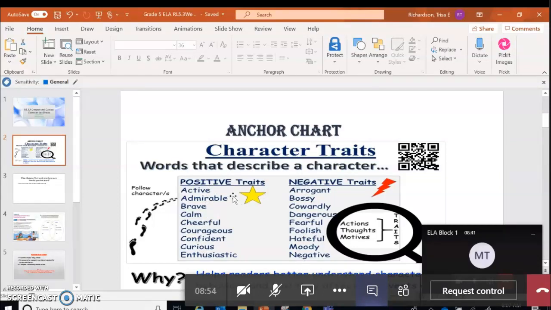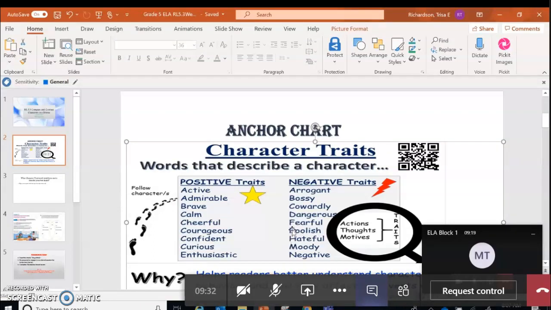And I'm sure you guys have heard some of these character trait terms before. We have active, admirable, brave, calm, cheerful, courageous, confident, curious, and enthusiastic. These are all positive traits. And then we have arrogant, bossy, cowardly, dangerous, fearful, foolish, hateful, moody, and negative.